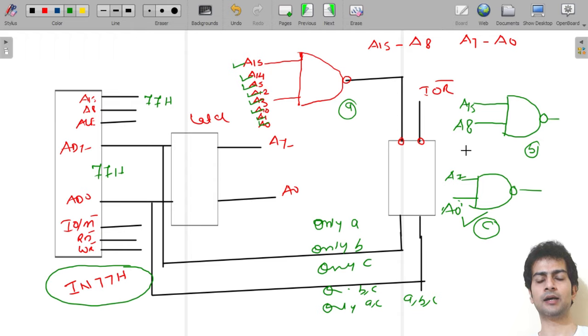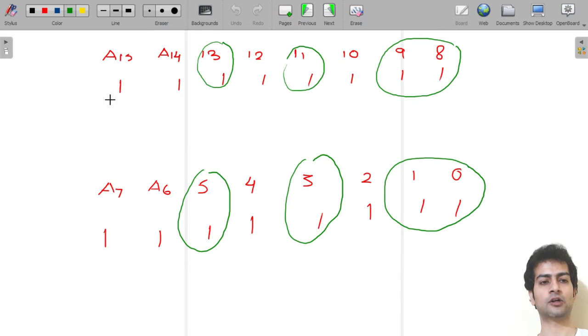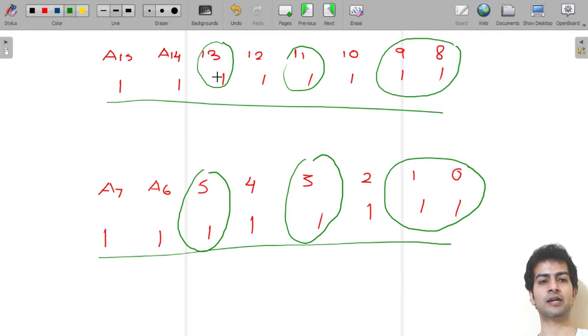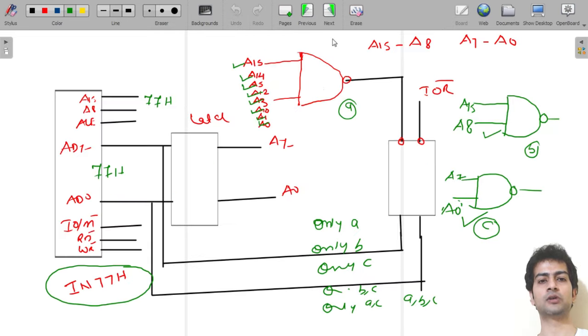Another set of students, with a slightly better concept, would think that this 77H address also gets copied to the higher order address lines, so A15 to A8 will also work. But the students who know this concept, that is, what the values are at this and at this, and that if the values are the same then we can use any one of them, those students will pick the answer as ABC.